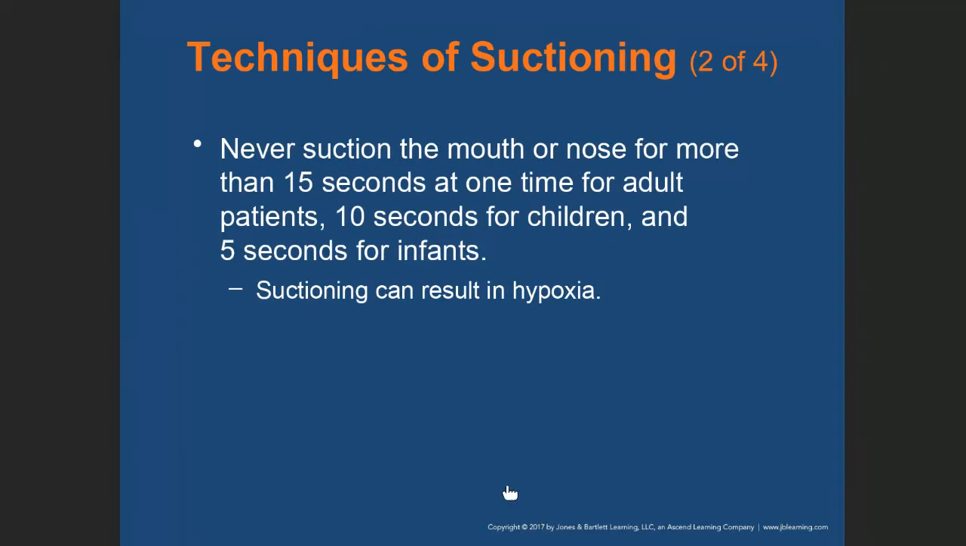Now, never suction the mouth or nose for more than 15 seconds at one time for an adult, 10 seconds for children, 5 seconds for infants. So it's 15, 10, 5. If we exceed these times, it can cause hypoxia to develop. And for the younger population, if we exceed the time and go too far back into the airway passage with the suction device, we can stimulate the vagus nerve, which slows down the patient's heart rate.